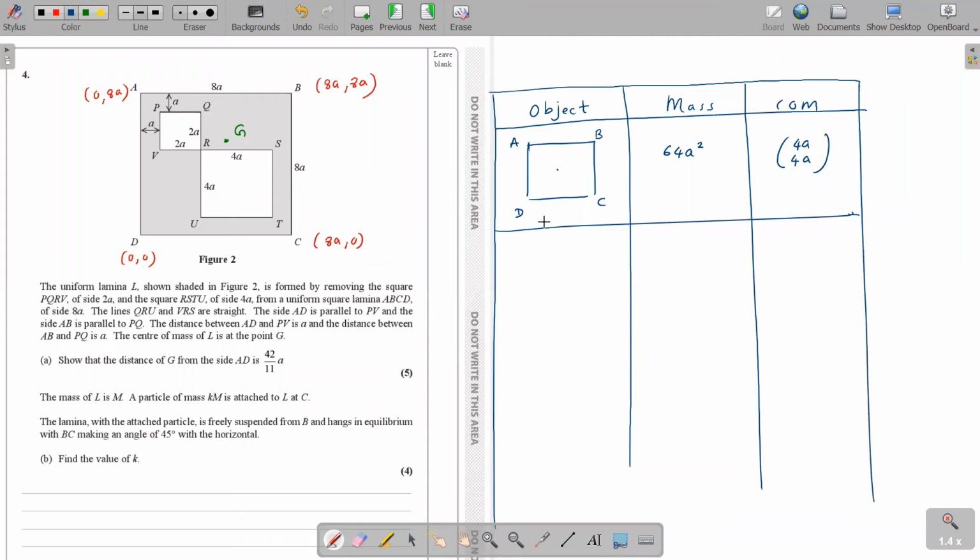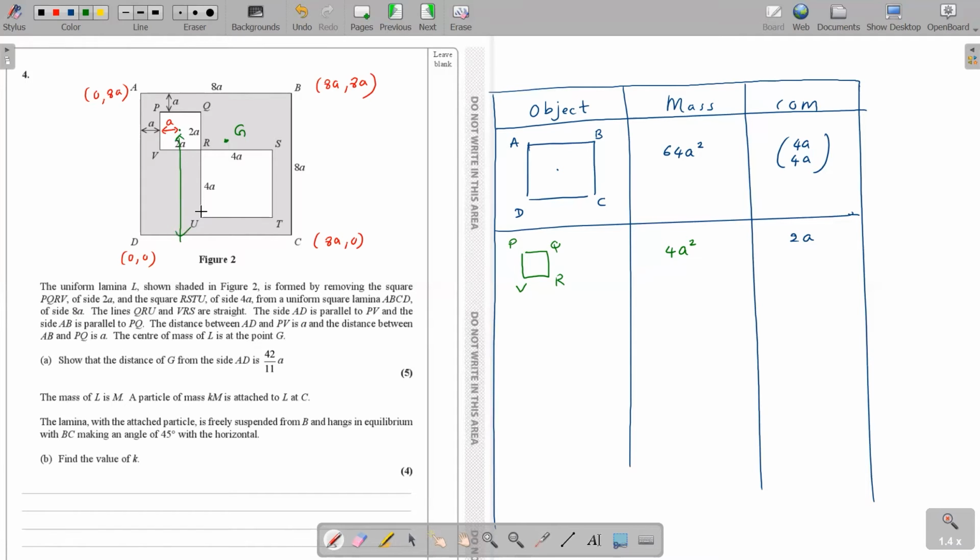The next one, we will consider the small square that we are removing, PQRV. What is the mass of PQRV? Length into breadth, 2A into 2A, which is 4A square. And what about the center of mass? I want the distance from point D. From point D, what's the x distance? This is already A, and the center of mass point is exactly in the middle of the square. The square length is 2A, so this length should also be A. So it's going to be 2A.